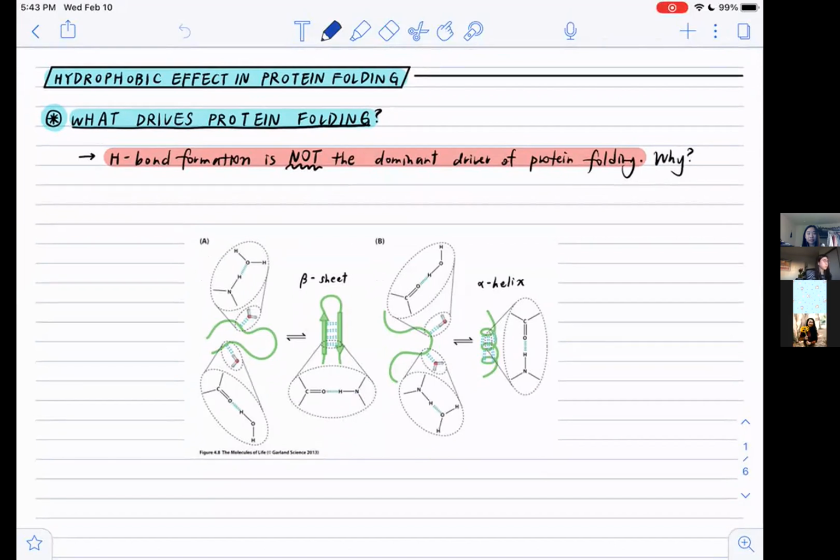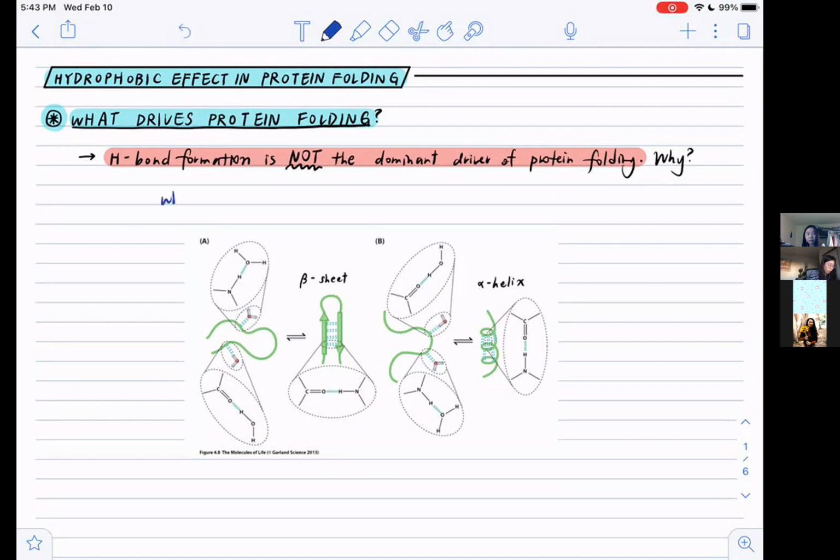Okay, so I'm going to be talking mostly about the hydrophobic effect, and then at the end, I'll be talking about membrane proteins. So what drives protein folding? And as you probably know, hydrogen bond formation is not the dominant driver of protein folding. And why is this the case?